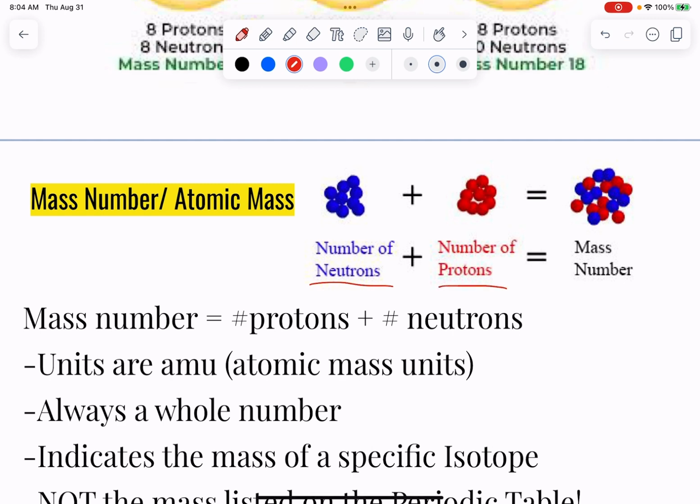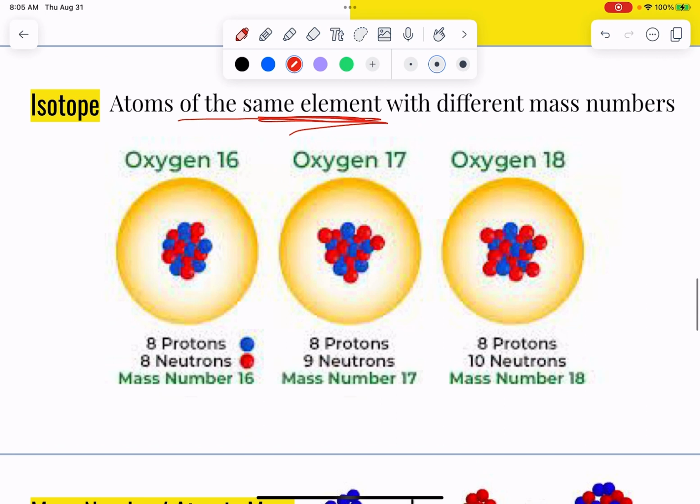So when we're talking about mass number, the mass number is the number of protons plus the number of neutrons in an atom. Okay, so for this example up here, I have oxygen 16, so it has 8 protons, 8 neutrons. Oxygen 17 is an isotope with a different mass. It has 17 massive things. In this case, 8 protons, 9 neutrons. And then oxygen 18 has 8 protons, 10 neutrons. Now you notice that the neutrons change.